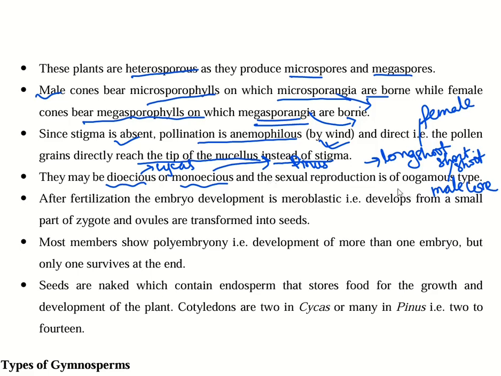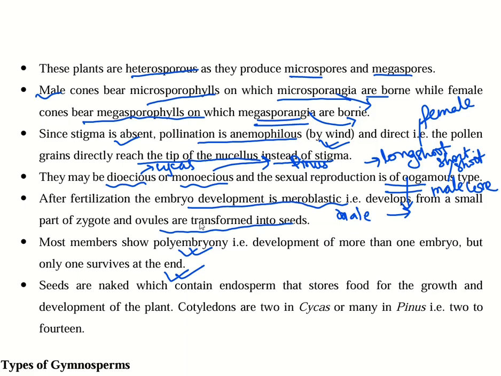And the sexual reproduction is of oogamous type. Obviously, it means that the male gametes are motile and reach the female gametes, which are immotile. After fertilization, the embryo development is meroblastic, that is, it develops from a small part of the zygote, and the ovules are ultimately transformed into seeds. And in most members, it shows polyembryony. Polyembryony is common in gymnosperms, that is, development of more than one embryo, but only one survives at the end. So this is a survival strategy of gymnosperms.